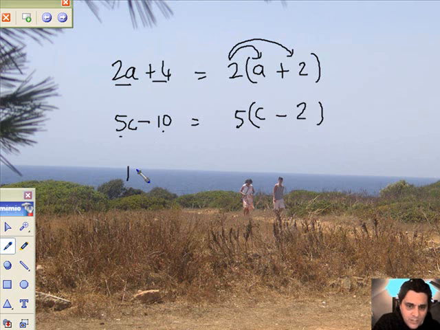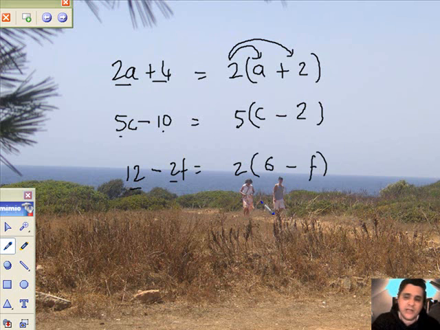Next one, I've got 12 minus 2f. I'm not doing them in order, I'm just doing them down the page. What is the common factor of 12 and 2? Well, 2 is the biggest factor I can take. 2 times what makes 12? 6. 2 times what makes 2? Just 1 on its own. So I've got minus f there. Let's just look at it. 2 times 6, 12. 2 times minus f, minus 2f. So that's correct.